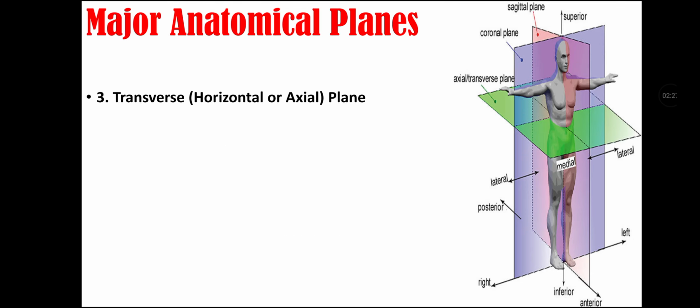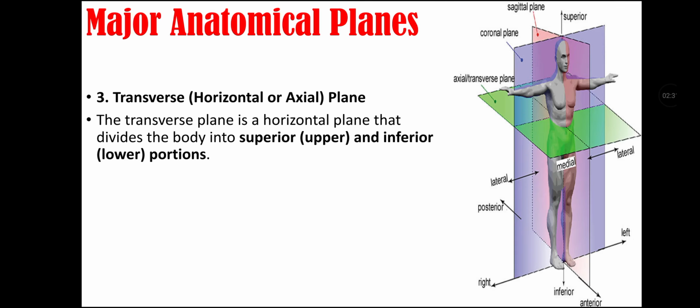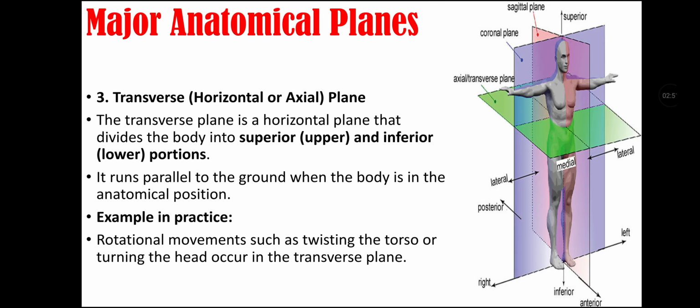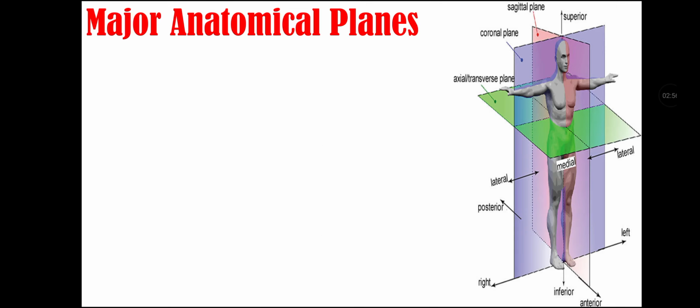Next anatomical plane is the transverse plane, that is also called the horizontal plane or axial plane. It is a horizontal plane that divides the body into superior and inferior portions, or the plane that divides the body into upper and lower portions is the transverse plane. It runs parallel to the ground when the body is in anatomical position. Examples in practice are rotational movements such as twisting the torso or turning the head that occur in the transverse plane.